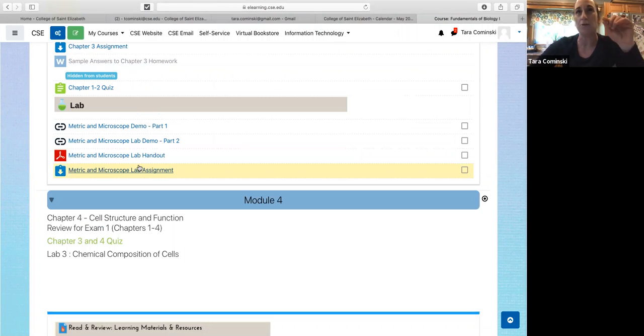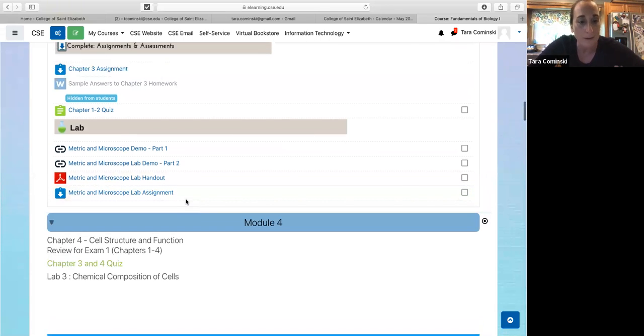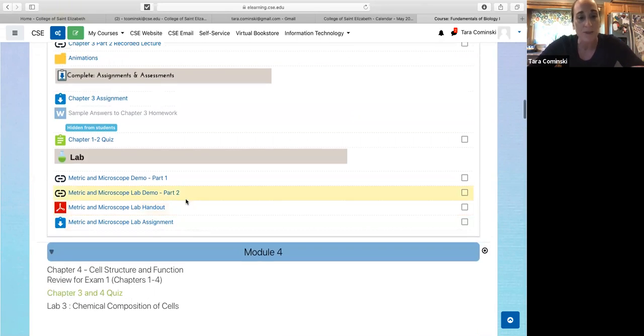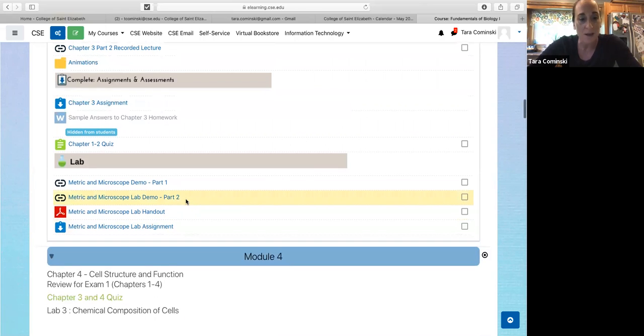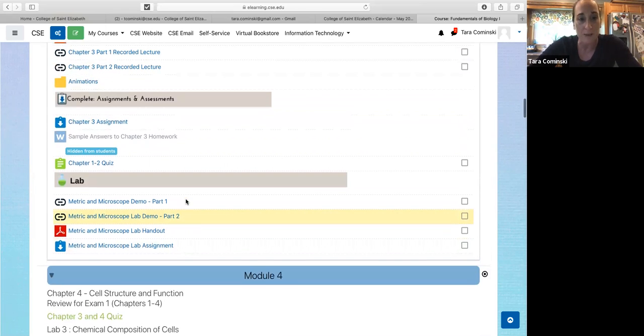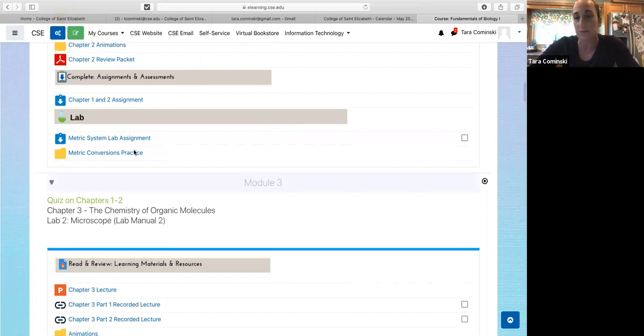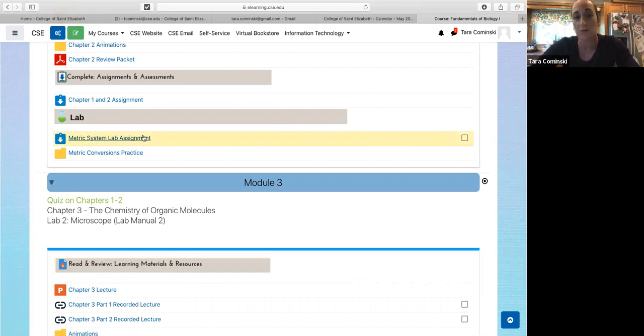There's probably another lab where I'll use the microscope and have a clearer view for you guys. But honestly, a lot of the microscope work is you guys actually doing it, so I don't want to focus too much on that, because you get the hands-on experience. Anyway, 2 assignments: the metric and microscope lab assignment, and the metric system lab assignment, which is super quick. It's just some conversions.